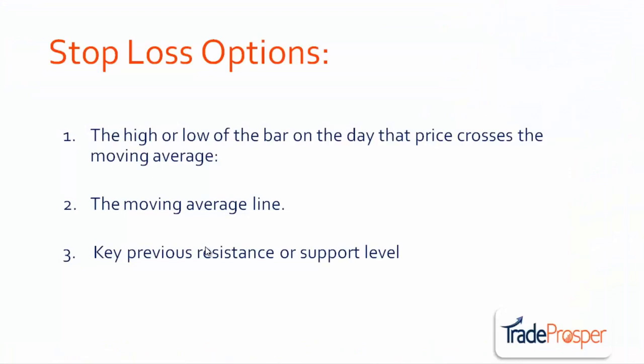Okay, so here go our stop loss options, and they're pretty straightforward as well. Our first stop loss option could be the high or low of the bar on the day that price crosses the moving average and closes above it or below it. Second would be the actual moving average line. And third could be key previous resistance or support level.